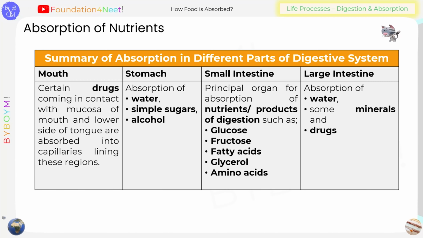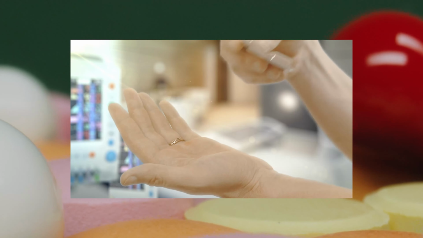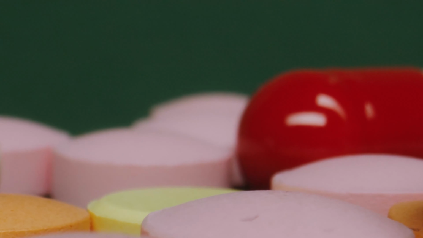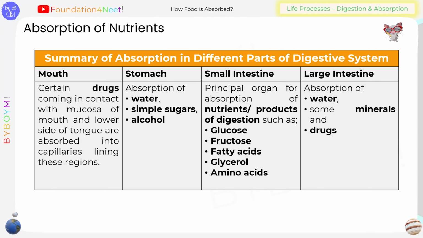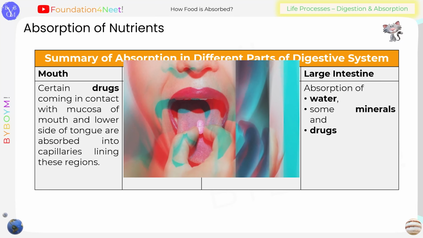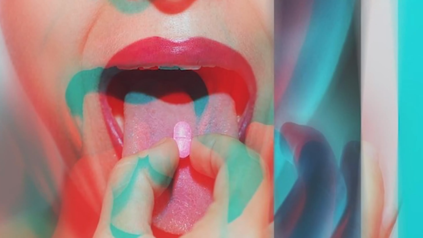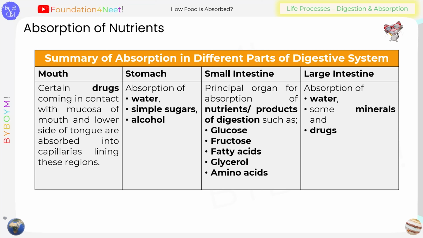Now let's look at the summary of absorption in different parts of the digestive system. So what is absorbed in your mouth? Certain drugs that come in contact with the mucosa of the mouth and the lower side of the tongue are absorbed into the capillaries lining these regions. For example, a recreational drug known as LSD is commonly taken by this route. Now what is absorbed by your stomach? Water, simple sugars and alcohol are absorbed by your stomach.